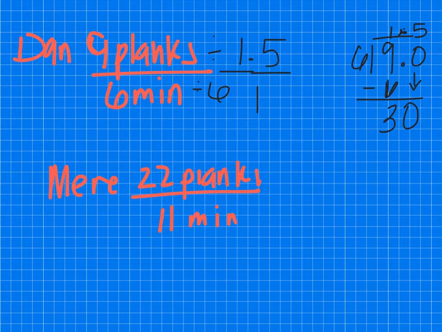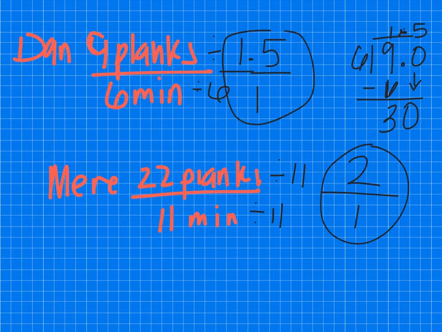What about Meredith? I'm going to divide her minutes by 11 and divide the planks by 11, which will give me 1 in the denominator and 2, because 22 divided by 11 is 2, in the numerator. So who painted planks faster? Meredith.